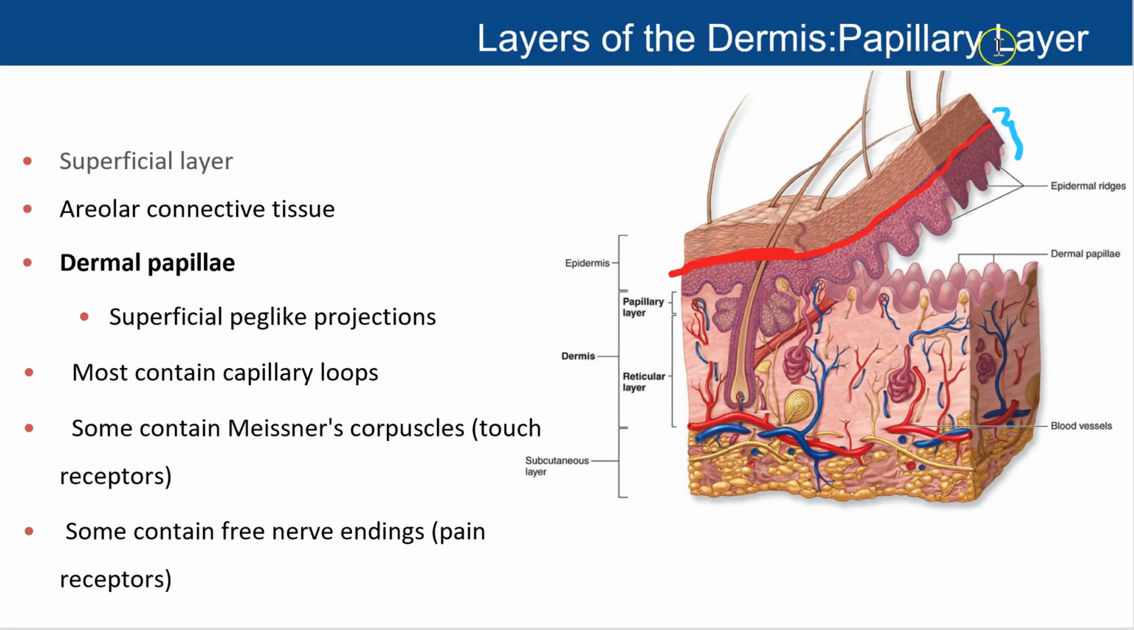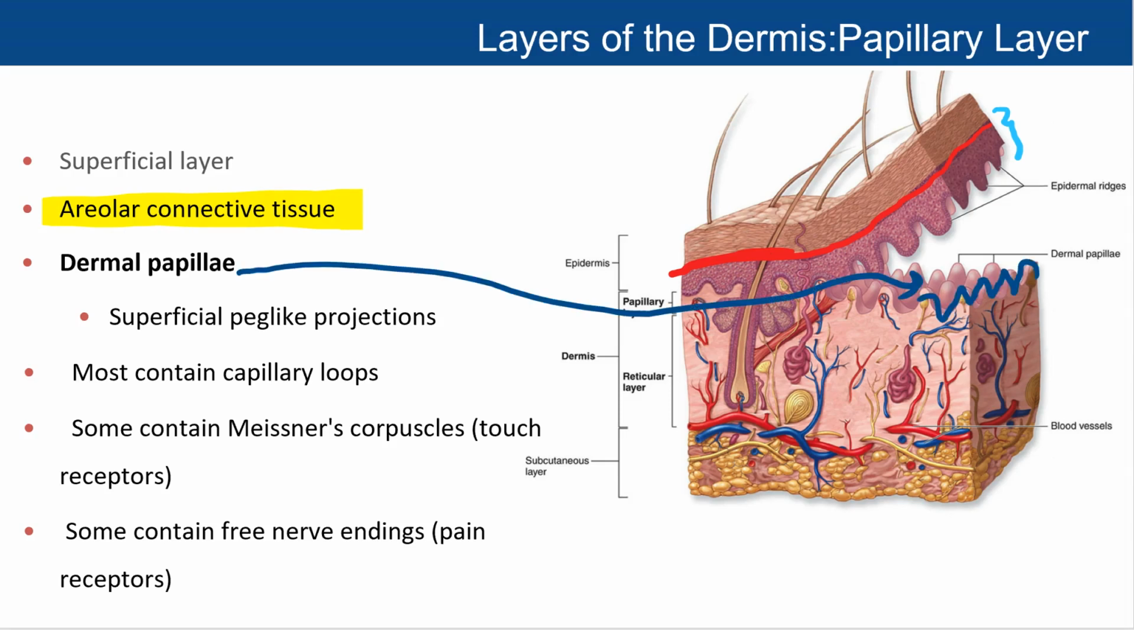The papillary layer is the superficial layer of the dermis. This red line shows the basement membrane, which determines the border between epidermis and dermis. The uppermost part of the dermis is called the papillary layer, which is an areolar connective tissue. This tissue is going to support the epidermis.